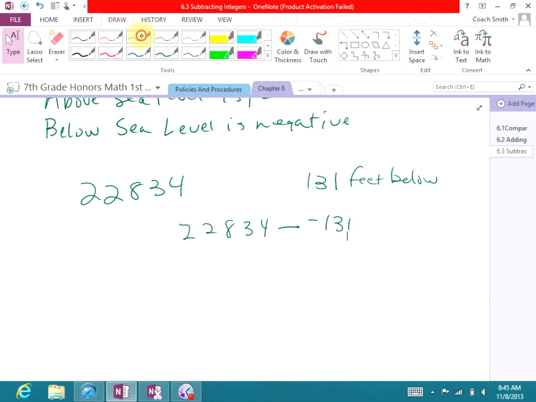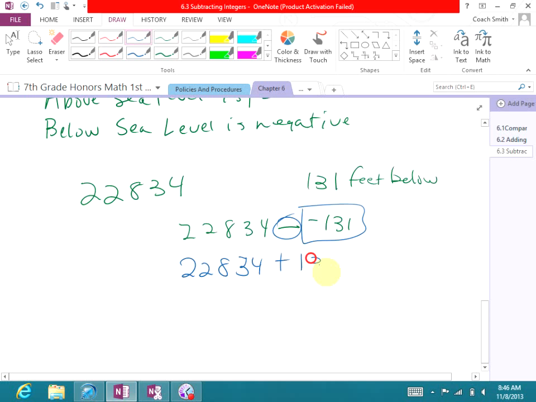Okay, and then you put those two things, we follow our rule, change that to addition, do the opposite of negative 131, which is positive 131. Okay? Matthew?